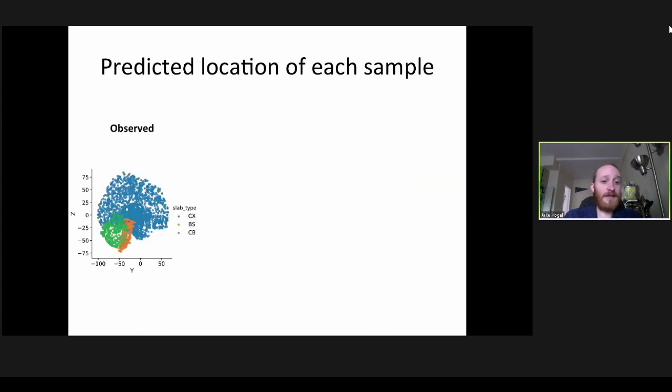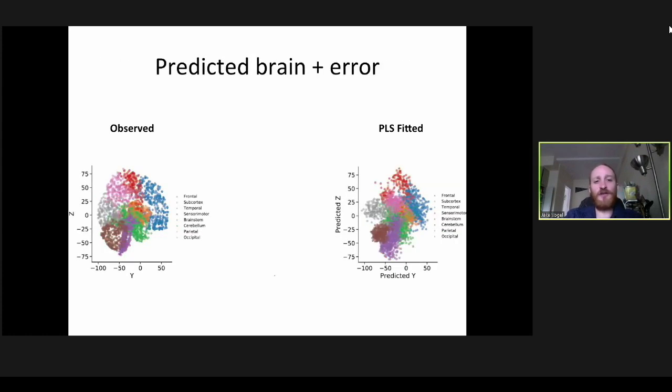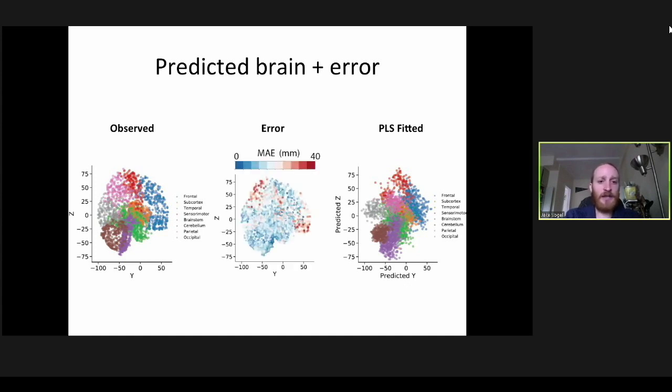To visualize this, here we plot the spatial Y and Z coordinates of each sample in the Allen Brain Atlas, and here's the predicted location of each of those samples from our PLS model. The predicted version doesn't really look like a brain, but the spatial relationships between the major substructures are more or less preserved, and that's true even if we subdivide this into smaller brain structures. The relative positions are still more or less intact. Here we're visualizing the model error, where red tissue samples are those that had the most model error. You can see that the model seemed to perform worst in parietal and prefrontal regions.